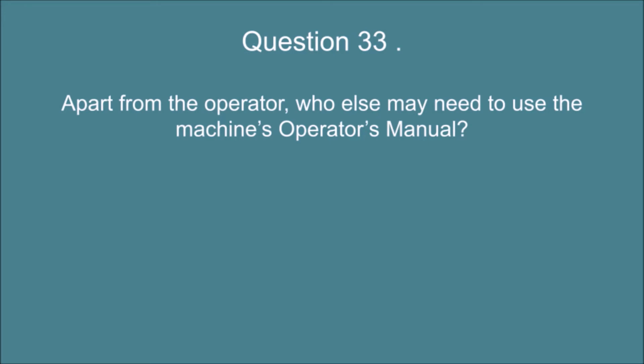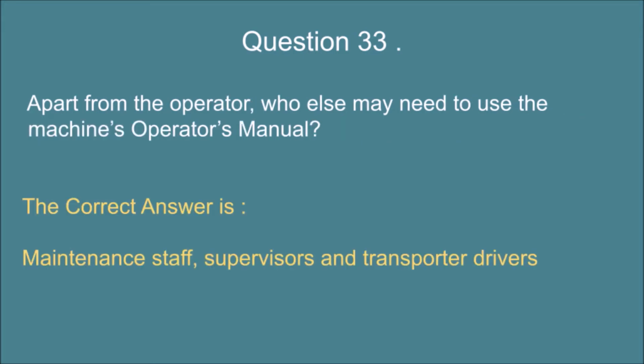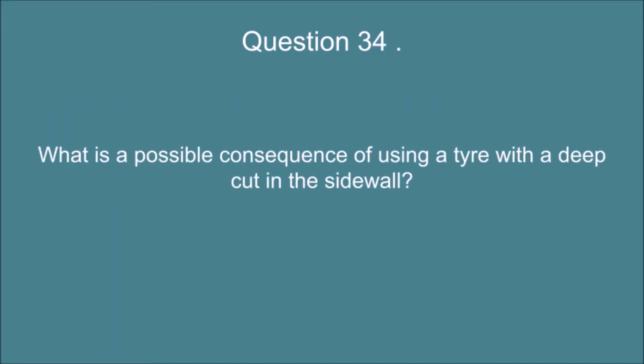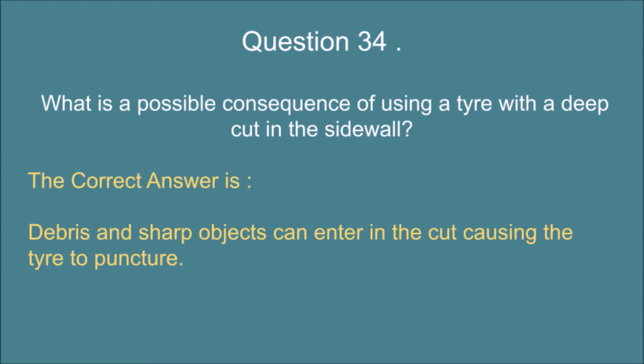Question 33. Apart from the operator, who else may need to use the machine's operator's manual? The correct answer is, maintenance staff, supervisors and transporter drivers. Question 34. What is a possible consequence of using a tire with a deep cut in the sidewall? The correct answer is, debris and sharp objects can enter the cut, causing the tire to puncture.